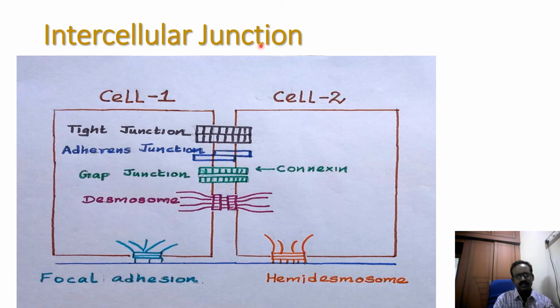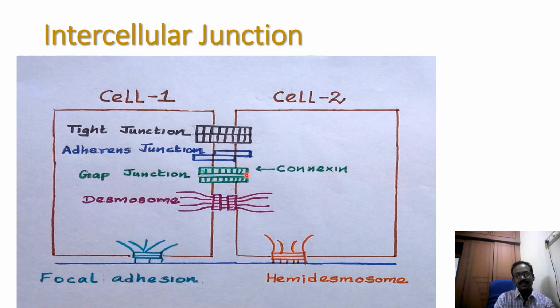Summary of intercellular junctions. Intercellular junctions are cell to cell junctions and cell to basal lamina junctions. Tight junctions, adherens junctions, gap junctions and desmosomes are cell to cell junctions. Focal adhesions and hemidesmosomes are both cell to basal lamina junctions. Tight junctions are mainly seen in the brain. They form the blood-brain barrier. They are mainly made up of claudin, occludin, zonula adherens proteins. Adherens junctions and desmosomes are mainly made up of cadherin protein.